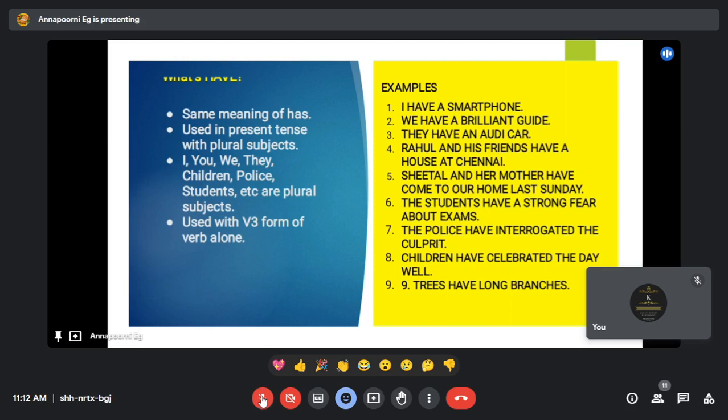So the police have interrogated the culprit. Next is children have celebrated the day well. Celebrated is the V3 form of celebrate. Children is plural, so children have celebrated the day well. And last sentence, trees have long branches. Trees plural, so trees have long branches. Is this clear? Any doubts? No, ma'am. One minute time. If you're having any doubts, you can ask.